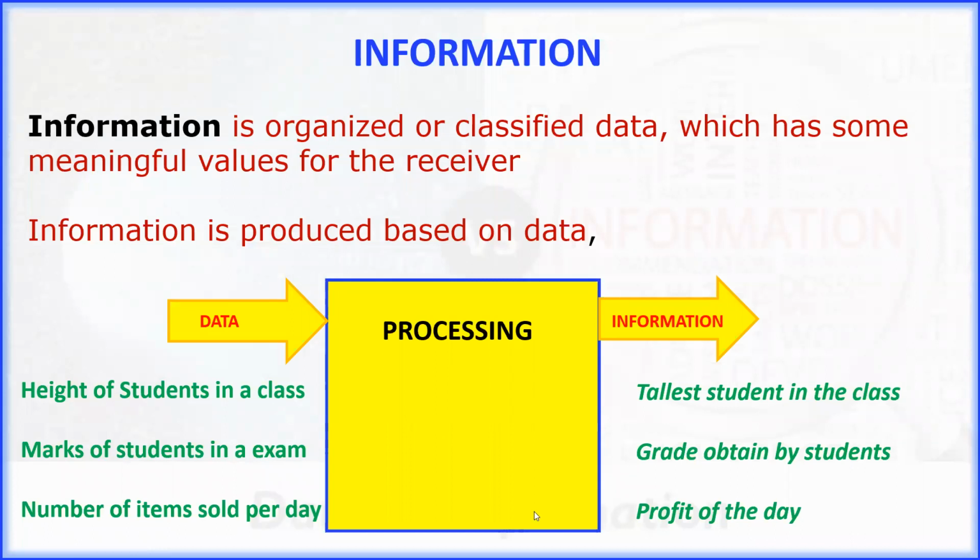Look at the right side here. Once you process the height of the students in a class, then you can say the tallest student. After you process, you can identify the tallest. That's the information. Now we can say who the tallest one is. That is a piece of information, right? Likewise, once you process the marks, then you can say the grade obtained by students. Once you process the items sold per day, then you can say the profit of the day. These are the information for some parties. Then these are the data.